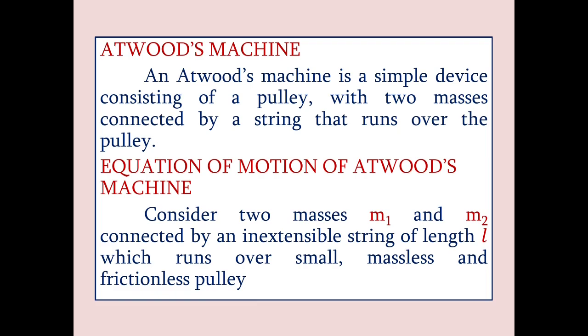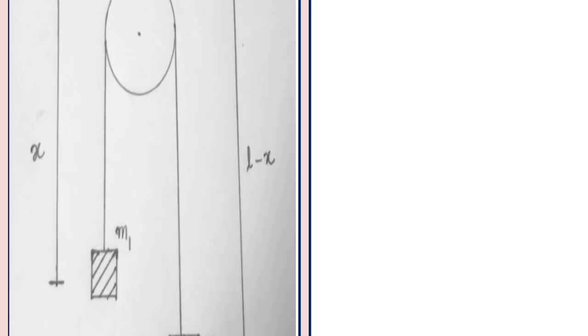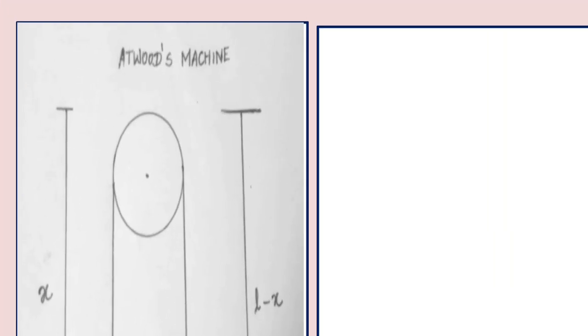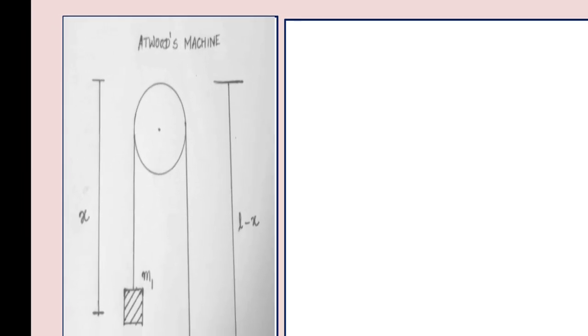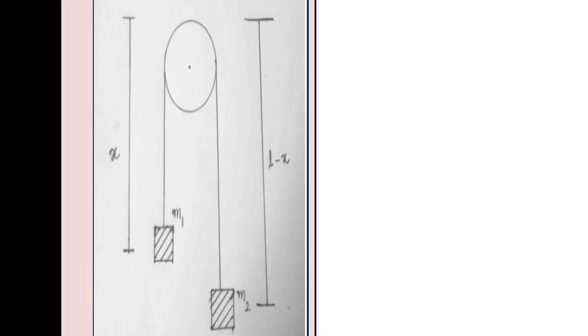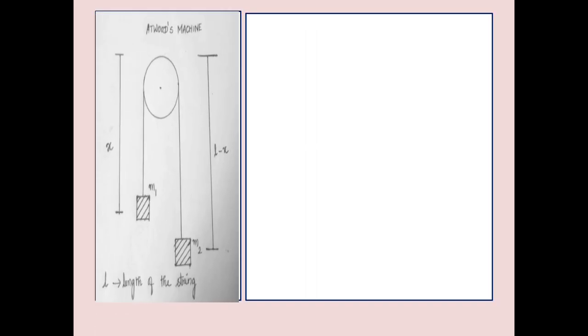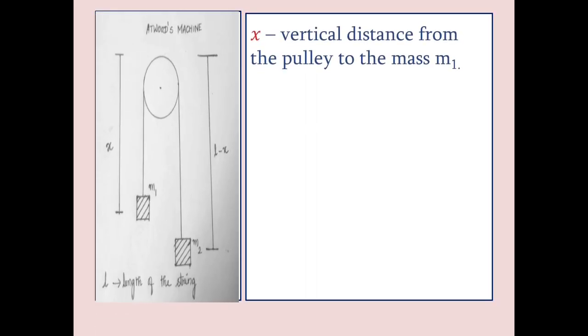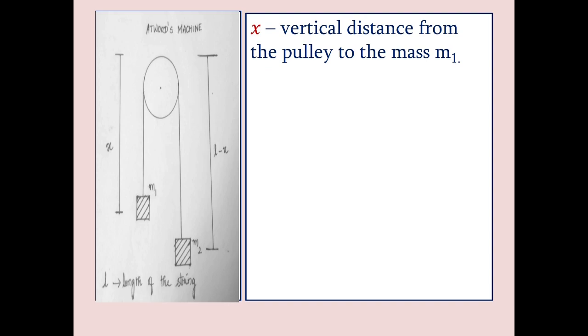For this problem, let us take two masses m1 and m2 and connect them by an inextensible rope of length L, which runs over a very small, massless and frictionless pulley. So this is the Atwood's machine which we have taken for this problem. You have a pulley here, on one end you have mass m1, on the other end you have mass m2, and L is the entire length of the string.